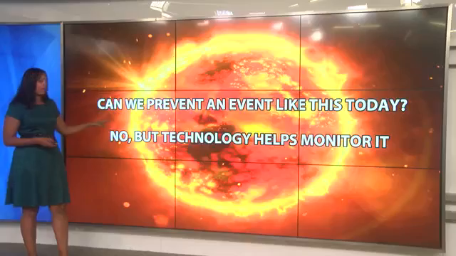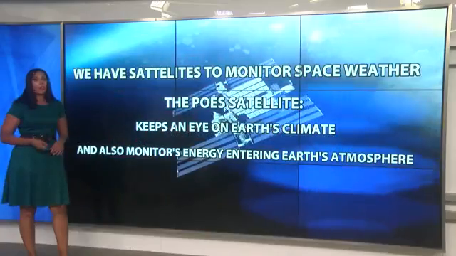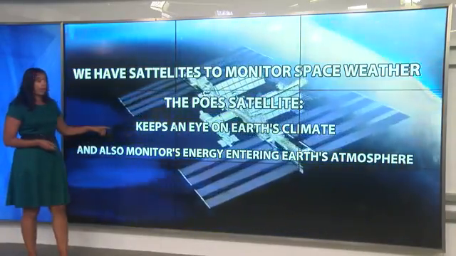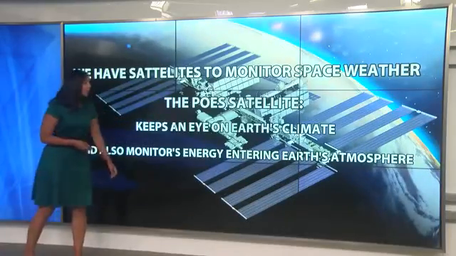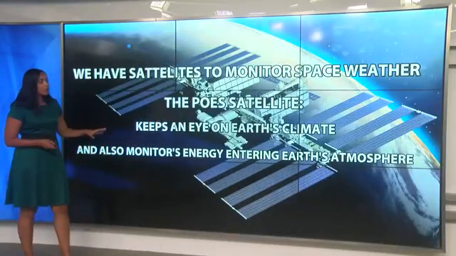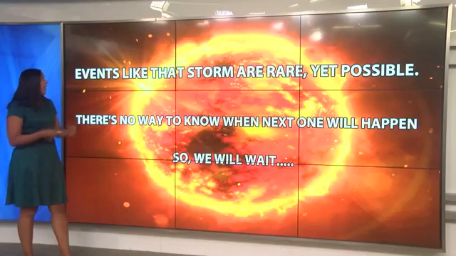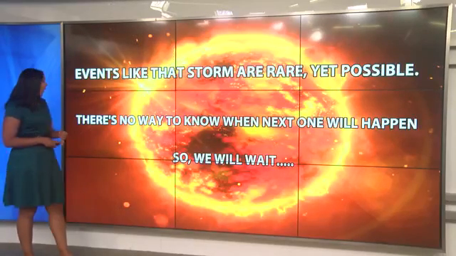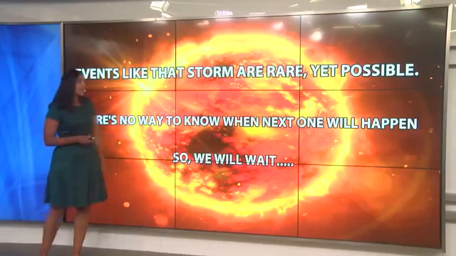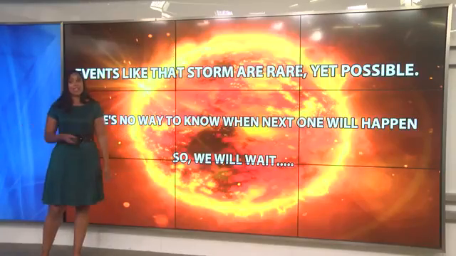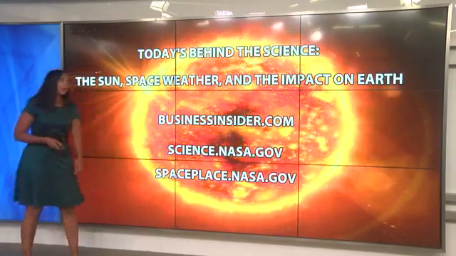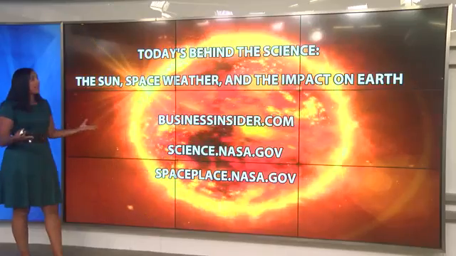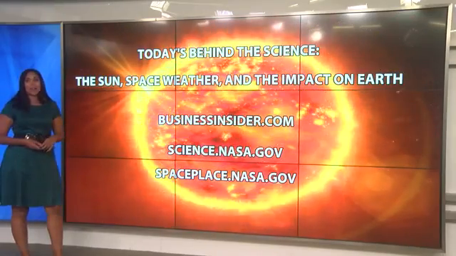Now, can we prevent events like this today? No, but we do have satellites to monitor it. The POES satellite keeps an eye on Earth's climate, and it also monitors energy entering Earth's atmosphere. So events like that storm are rare, yet they're possible, and there's no way to know when the next one will happen. So unfortunately, we just have to wait. That was today's Behind the Science: the sun, space weather, and how that impacts Earth.